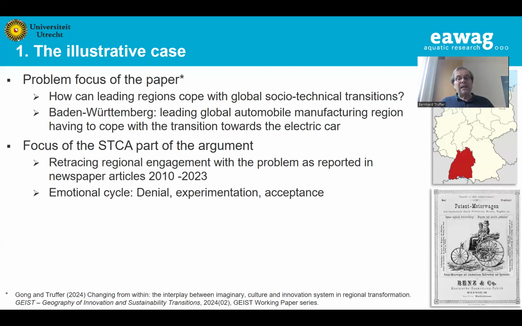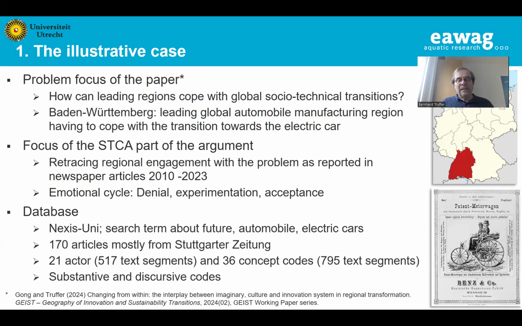The specific STCA part of the argument builds on retracing the regional engagement of the different actors with the problem, as reported in newspaper articles between 2010 and 2023. In a nutshell, we can characterize the development as an emotional cycle, if you want. It started with a denial of the relevance of the topic, then a phase of experimentation, and finally acceptance and endorsement.